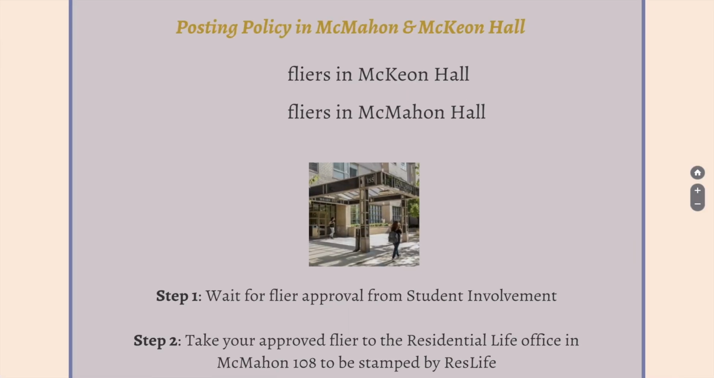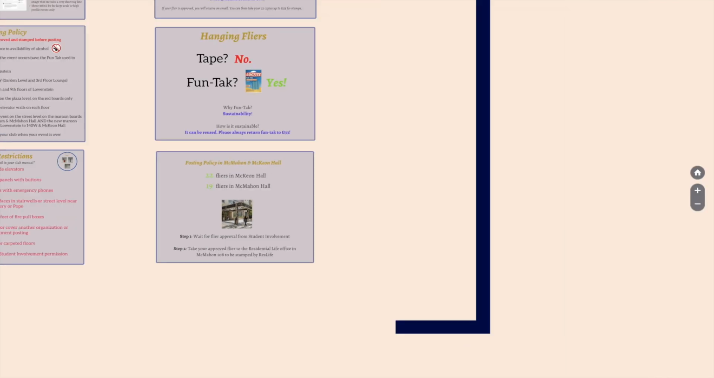Posting policy in McMahon and McKeon Hall. 22 flyers can be posted in McKeon Hall and 19 flyers can be posted in McMahon Hall. Once you've been approved for your flyers by student involvement, you can print out your flyers and take those approved flyers to Residential Life in McMahon 108 to be stamped by Res Life. Oftentimes, they'll also be able to post them for you.